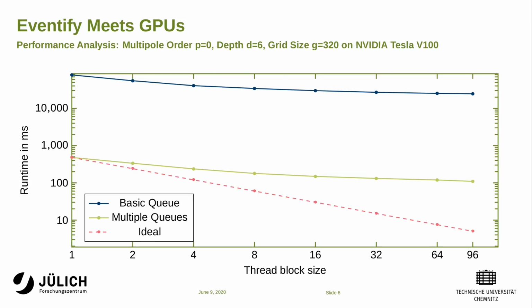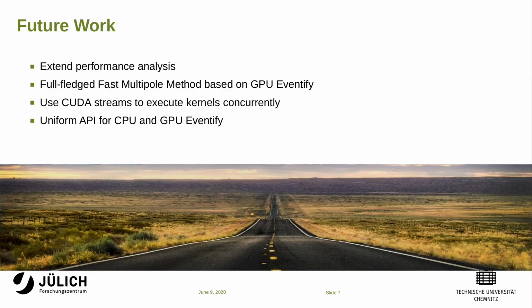So the most lucrative optimization was actually splitting the global shared queue, which all threads had access to, into multiple smaller queues. And with these multiple queues, we were able to reduce contention, and finally, the application was over 200 times faster. Next steps are the extension of our performance analysis, the implementation of a full-fledged FMM, the use of CUDA streams to overlap tasks, as well as a uniform API for algorithm developers.